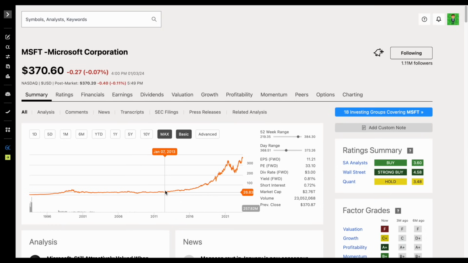Microsoft is undeniably a phenomenal company. They have been for a long time. Well, the problem was in the early 2000s, they were clearly overvalued. And due to this, they didn't see any share price returns for about a decade.